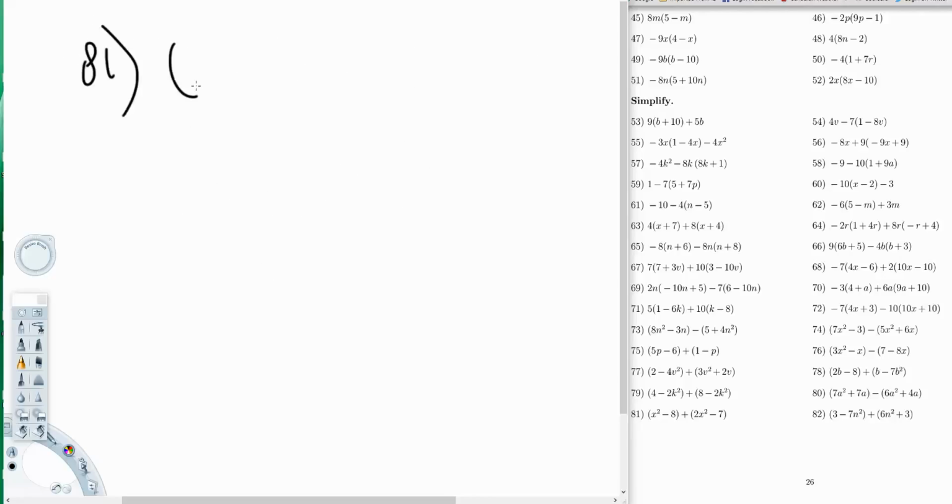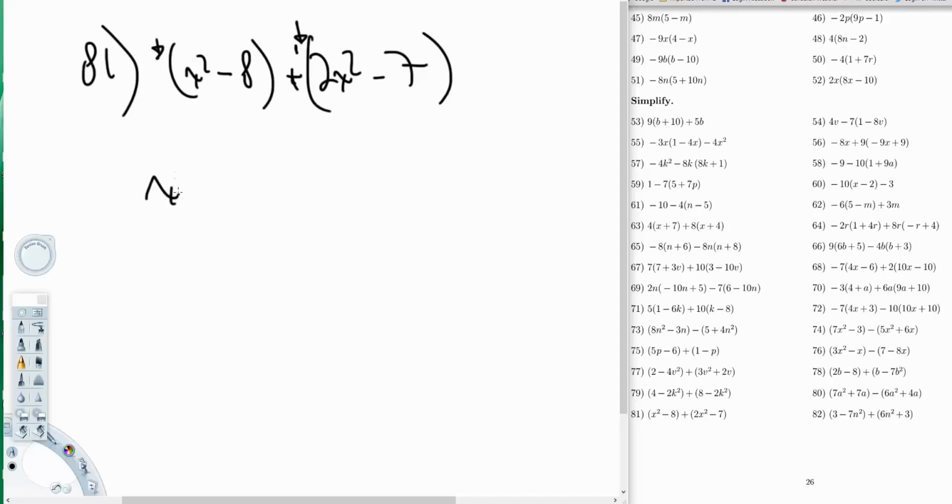All right, 81. X squared minus 8 plus 2x squared minus 7. That's awesome. All right, so when there's nothing here, and when there's a plus, you have to assume a 1, which means there's nothing here. You just rewrite everything. X squared minus 8 plus 2x squared minus 7. Remember, this plus here, don't get confused. This plus just says this is multiplied by plus 1. That means the contents of these brackets remain unchanged.